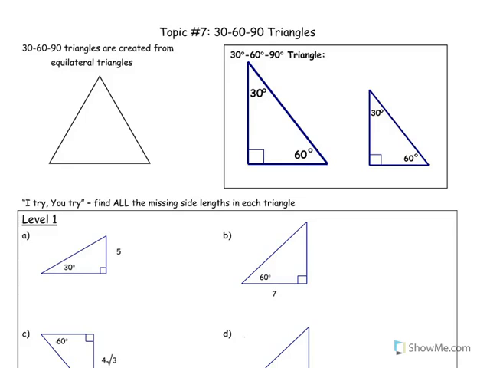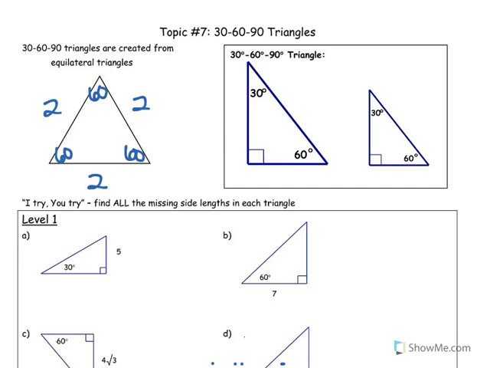Right, so topic 7 is the last topic of the unit, and we're going to talk about 30, 60, 90 triangles. So 30, 60, 90 triangles are actually created from equilateral triangles. So let's say that we have this equilateral triangle, and every side length here is 2. And remember, if all the sides are equal, all the angles are equal, and we know from previous units that all of these angles are 60 degrees.